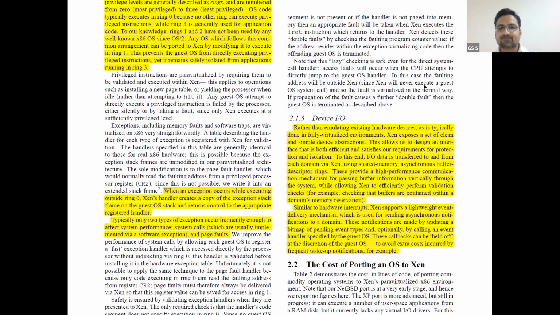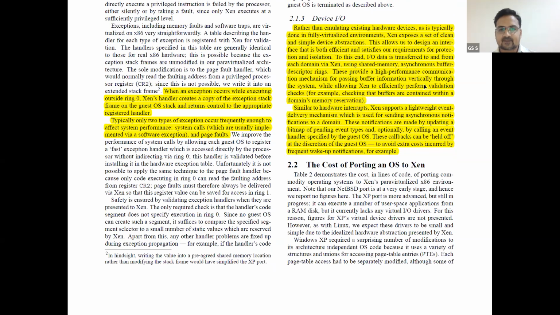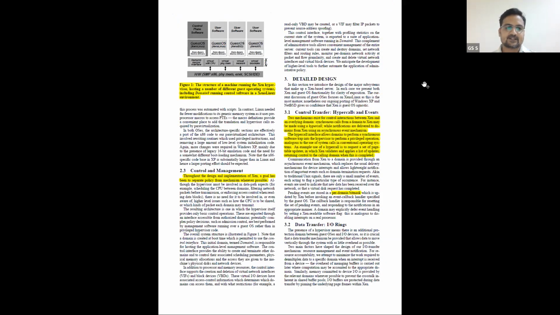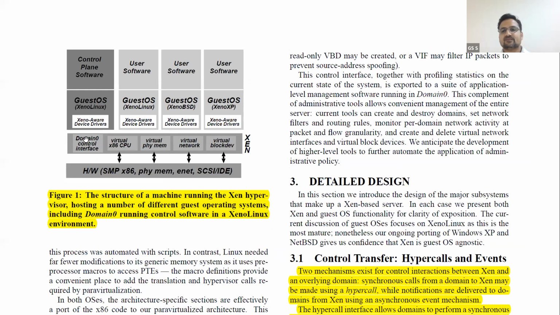Coming to the next point, this diagram, let us see. What is domain 0? Domain 0 is the host operating system. Domain U is virtual machines. Here one point is coming up which is known as Xeno Linux. Xeno Linux means Xenified host operating system. So how do you install Xen?